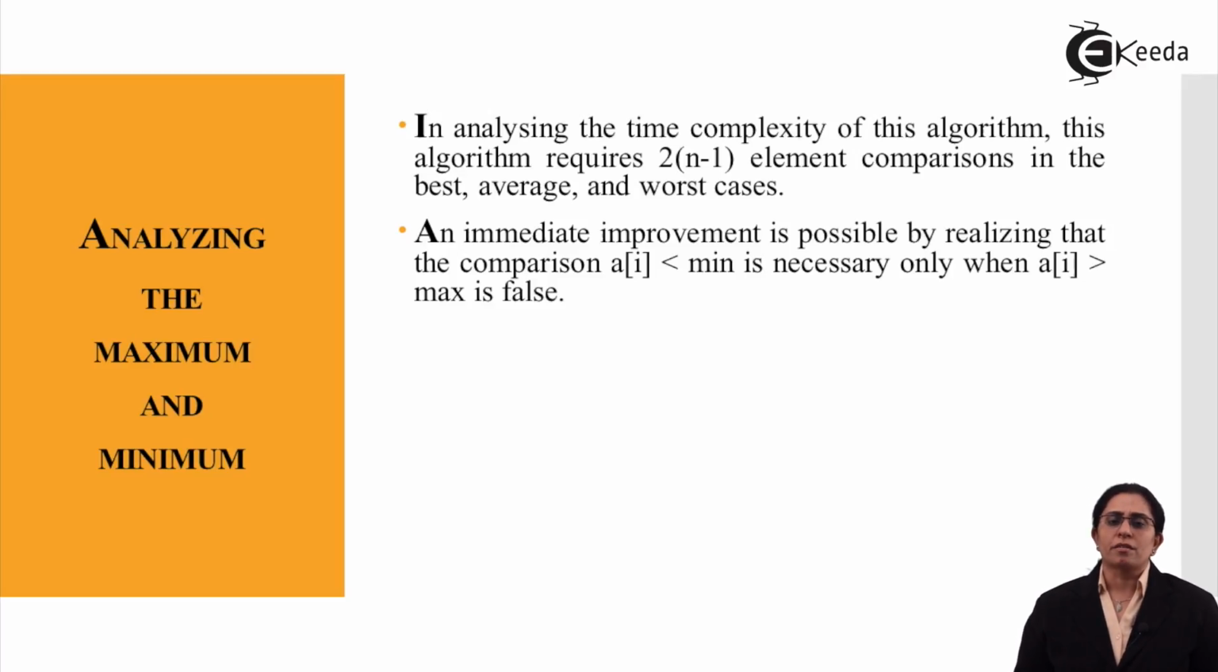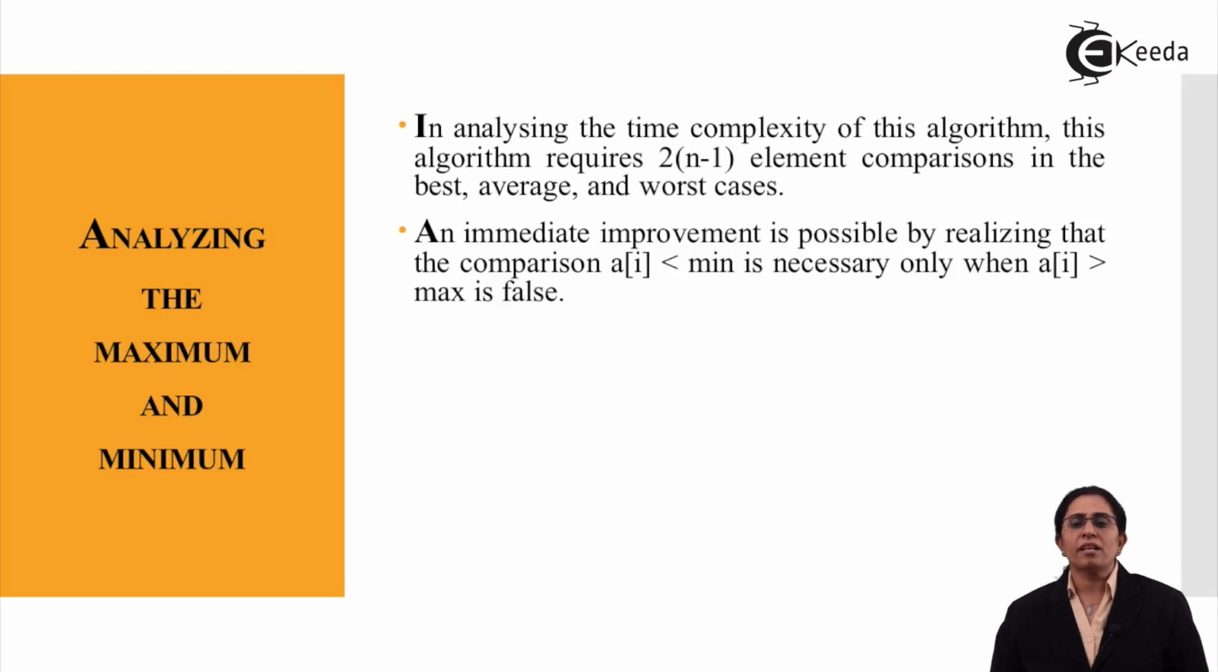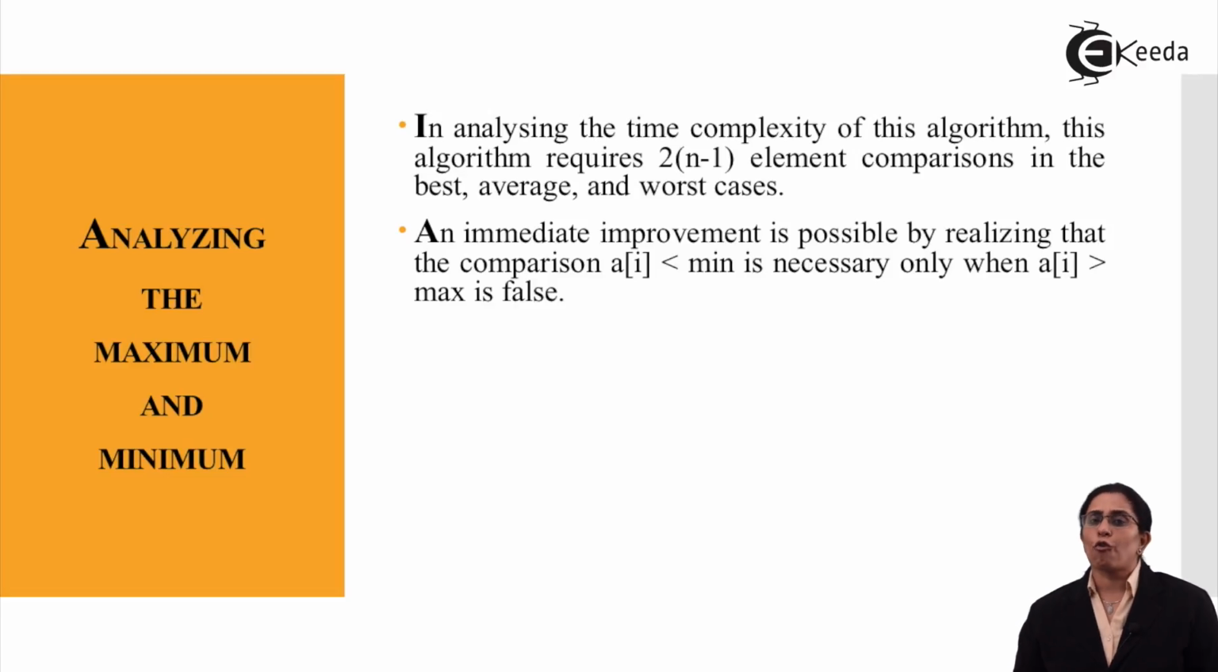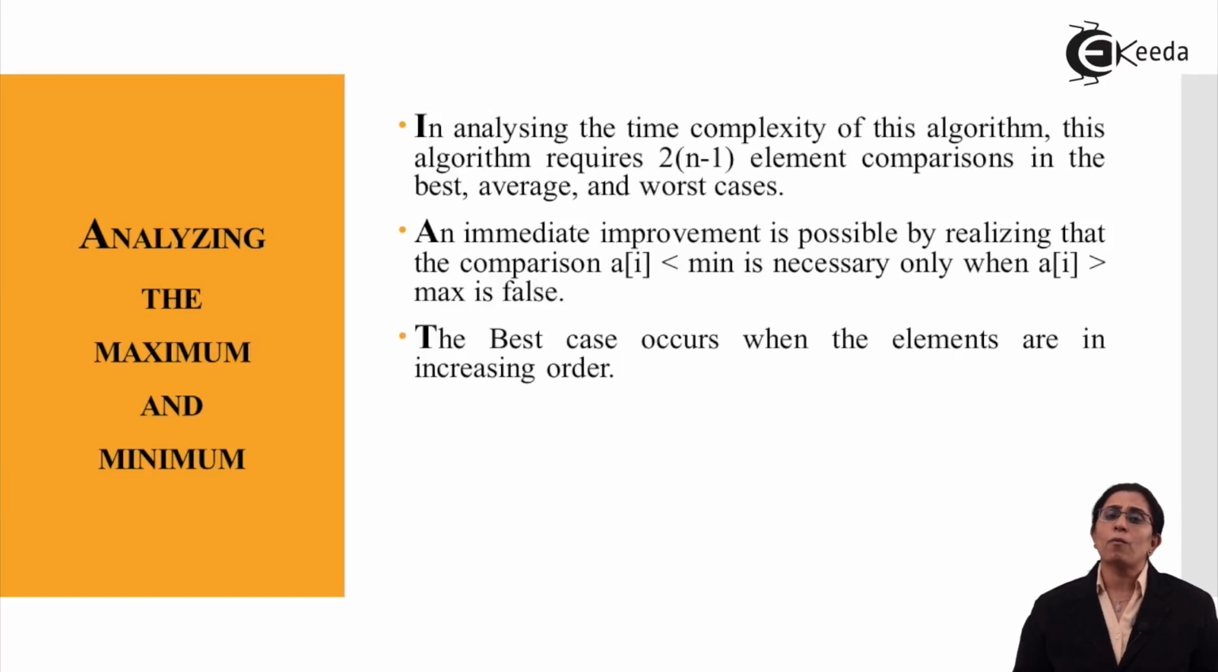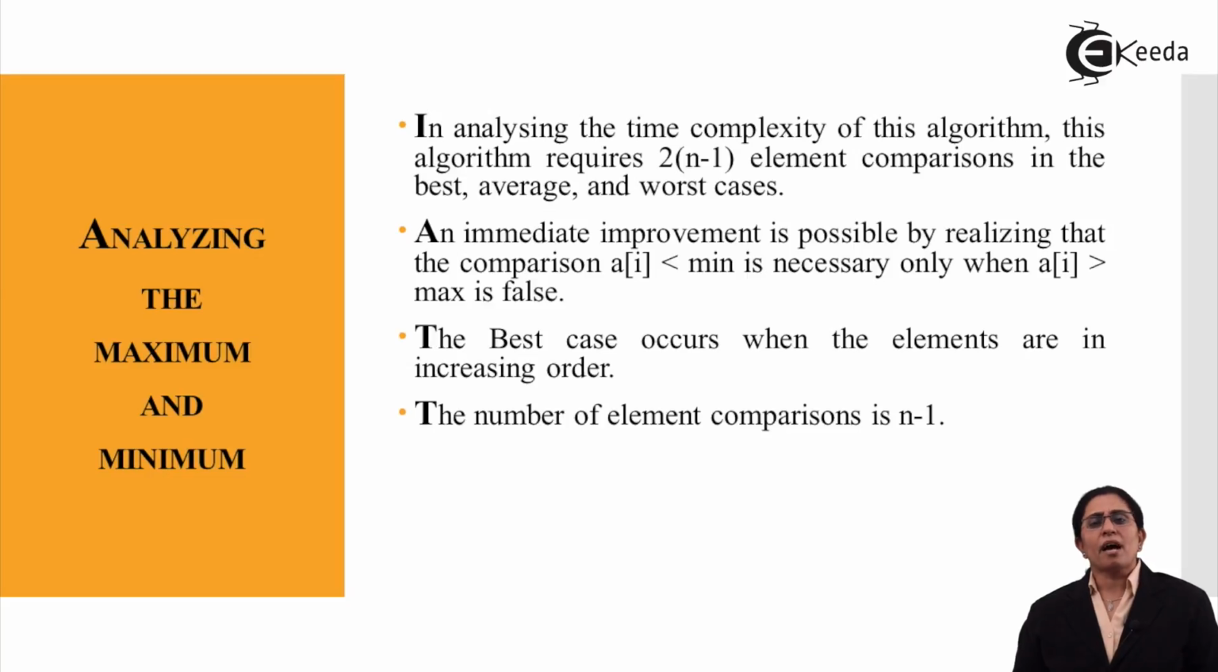So what happens? An immediate improvement is possible by realizing that the comparison a of I is less than min is necessary only when a of I is greater than max is false. Both the statements cannot be true. I can either have a minimum or a maximum for the same number that I am comparing. The best case occurs when the elements are in the increasing order. Here I have taken an example of an increasing order.